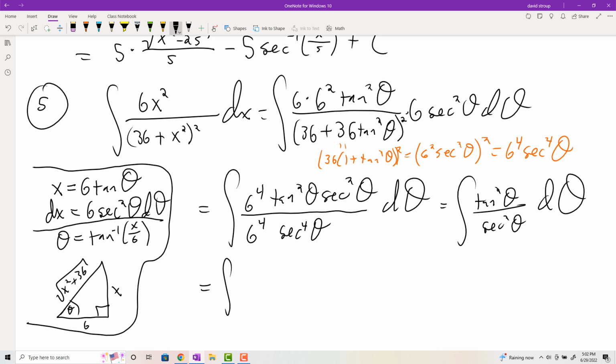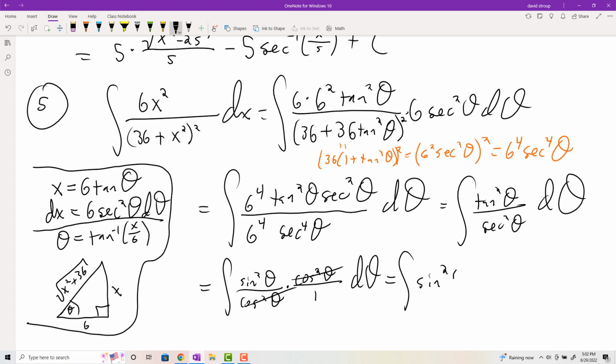From this point we convert everything into sines and cosines. So tan squared is really, oops, I'm sorry, tan squared is sine squared over cosine squared. And 1 over secant squared is just cosine squared. Let's write it cosine squared over 1. And then your cosine squares will cancel and you just have the integral of sine squared theta d theta.